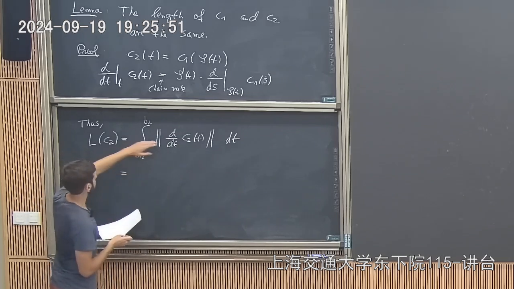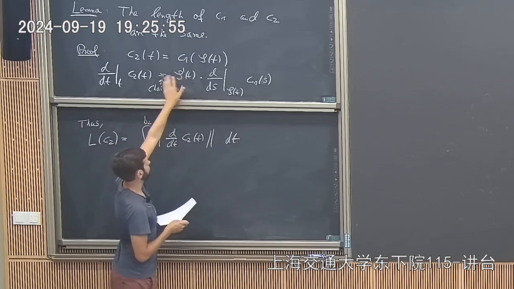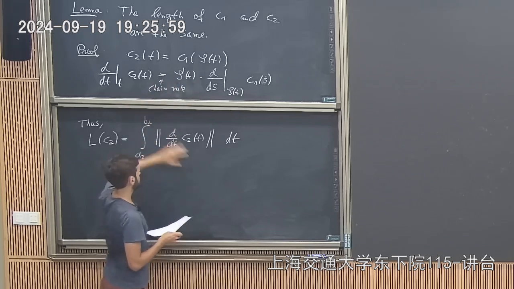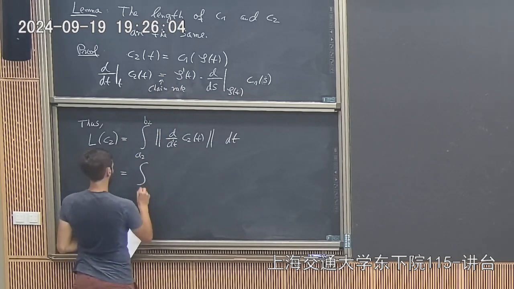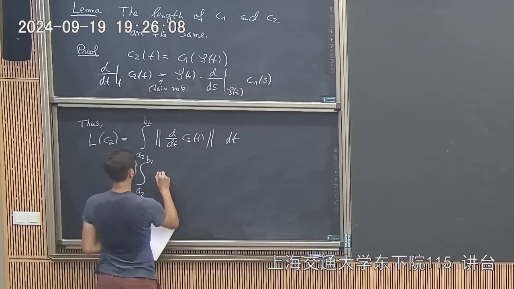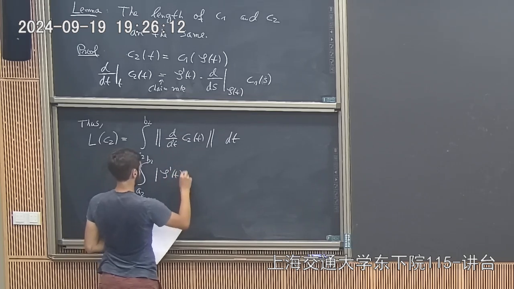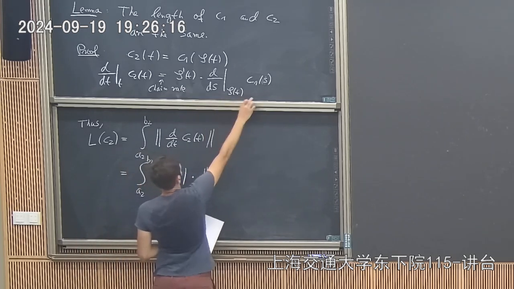Now we already calculated what this one is, so we just plug this in, and we see that this is a smooth factor. It's just a number, so we can pull it out of the norm and get the absolute value of it. By using this formula, what we get is the absolute value of phi prime of t times the norm of the derivative of the first curve.